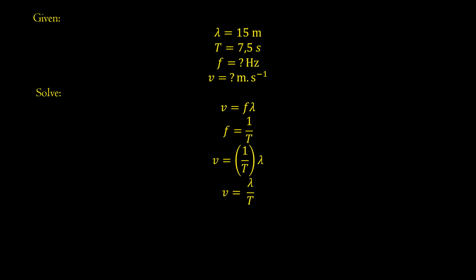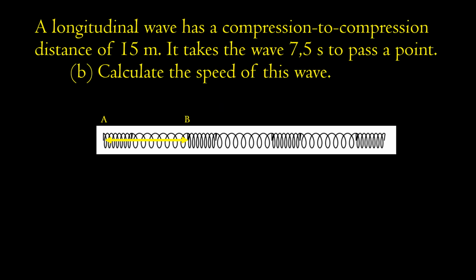And from here, it's just a matter of substituting the known values of the wavelength, which is 15 meters, all divided by the known value of the period, which is 7.5 seconds. If you do that calculation, you will find that 15 divided by 7.5 equals 2 meters per second. Therefore, the speed of this longitudinal wave is 2 meters per second.